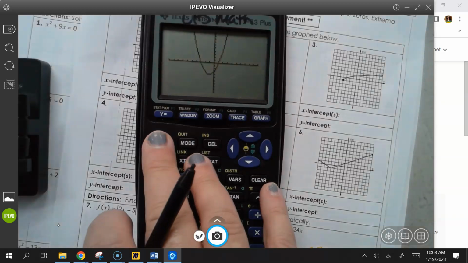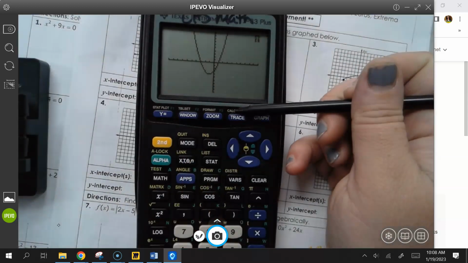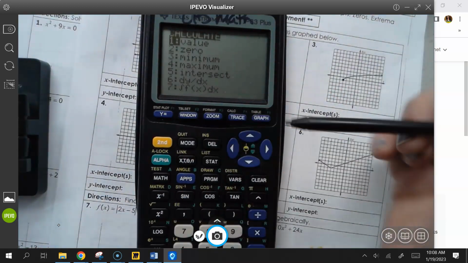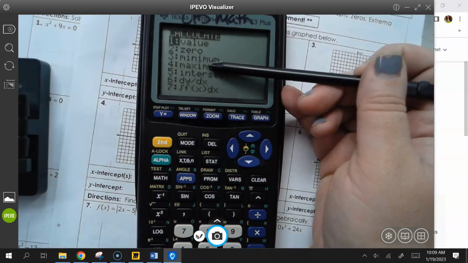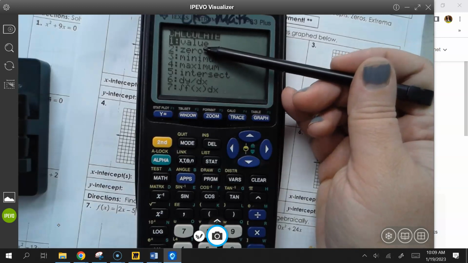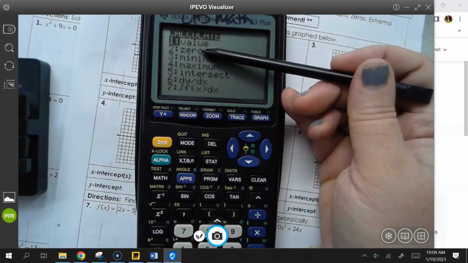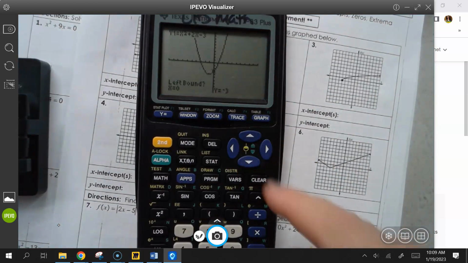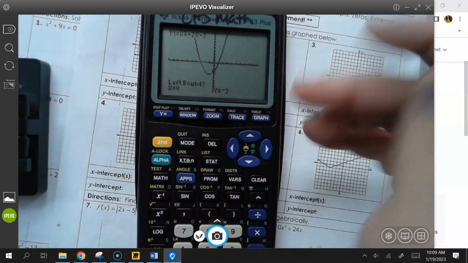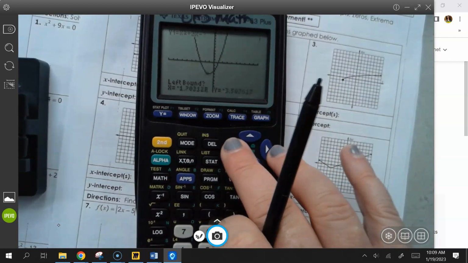All right, what should I do now? Second trace, so I'm going to go second trace. That's going to pull up this command that says calculate, and then I'm going to choose. So there's two things that we've been going between here, zeros and maxes and mins, right? Zeros is what I'm looking for because those are my solutions. That's what I want to find. So I'm going to choose zeros. And now let's focus on this first one. I'm going to go over.